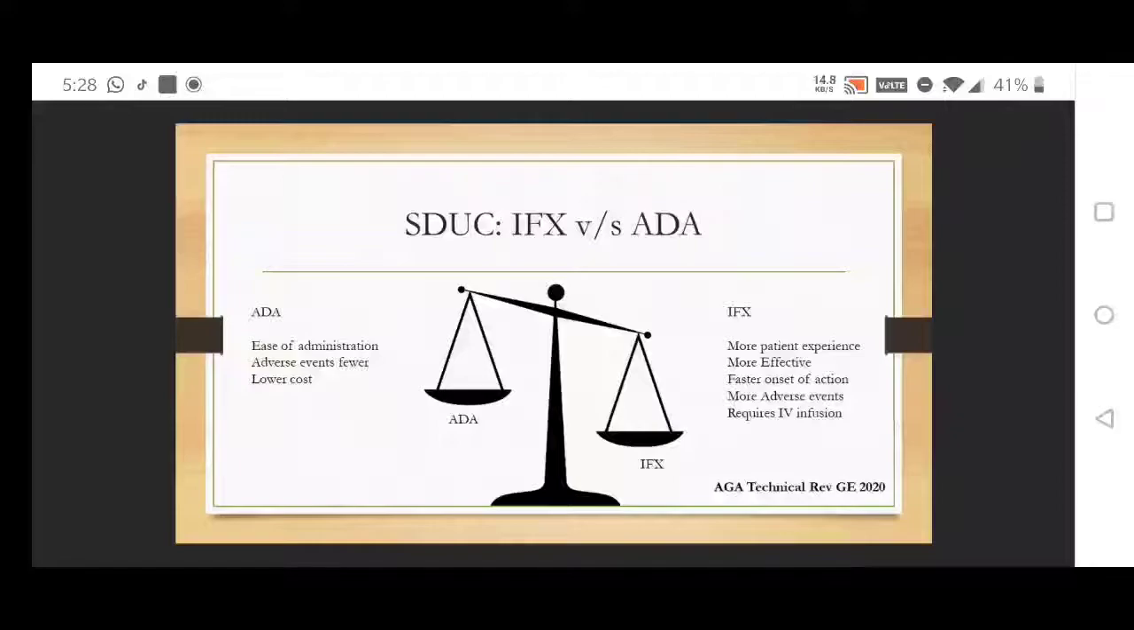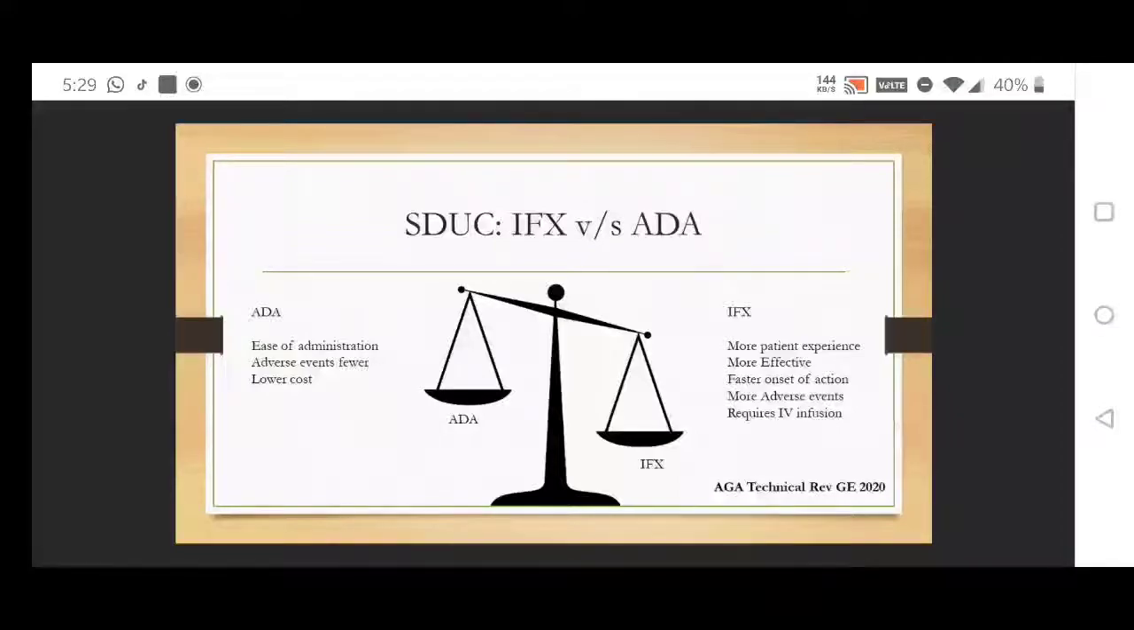So the question very often asked is, if you have a patient who has steroid-dependent ulcerative colitis, which drug will you choose? You have decided that the patient can afford both. He can afford a biological. So if you had a choice between Infliximab and Ada, which one would you choose? And fortunately, this answer has come very clearly from the AGA technical review, which was published only last month. And they said the scales seem to be tipped in favor of Infliximab.